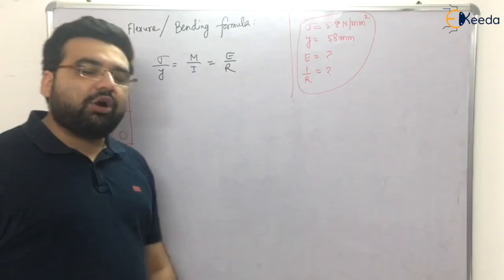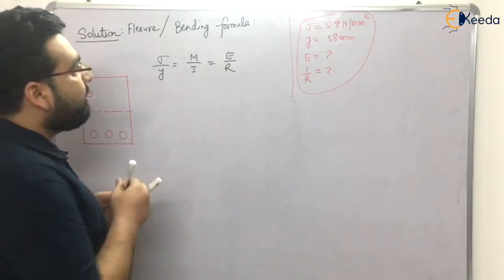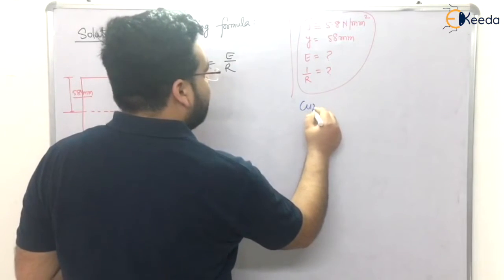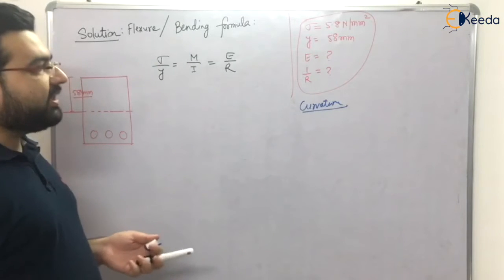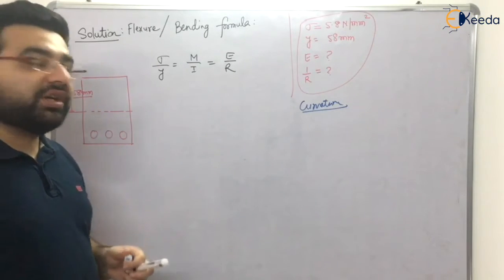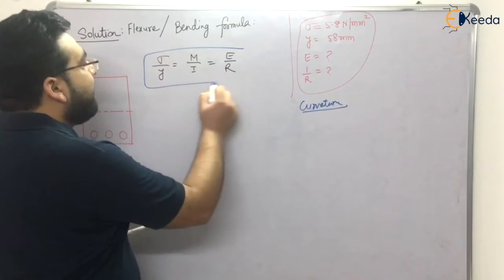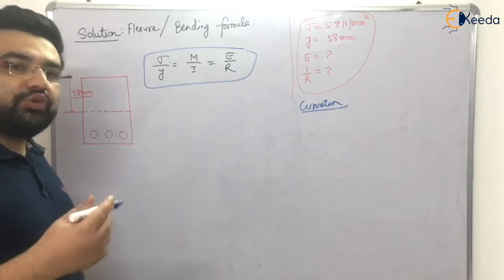Now the question is, how do you know that this formula will be used? Because in the question it was asking me about curvature, and I know that the only formula in which I can determine the radius as well as the curvature is the flexion or the bending formula. Right? Now let us see what is given to me and what do I have to determine.